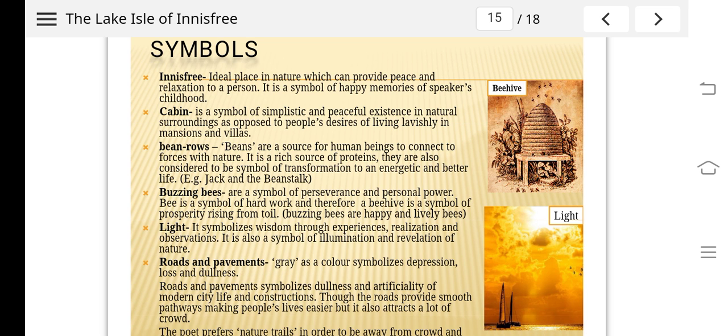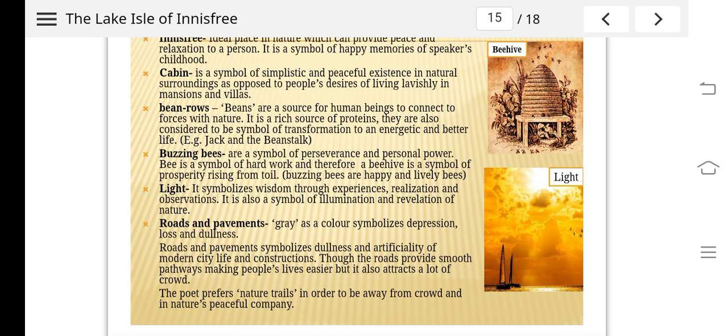Buzzing bees are symbols of perseverance and personal power. A bee is a symbol of hard work, and therefore, a beehive is a symbol of prosperity rising from toil. Buzzing bees are happy and lively bees. Now, light symbolizes wisdom through experiences, realizations, and observations. It is also a symbol of illumination and revelation of nature.